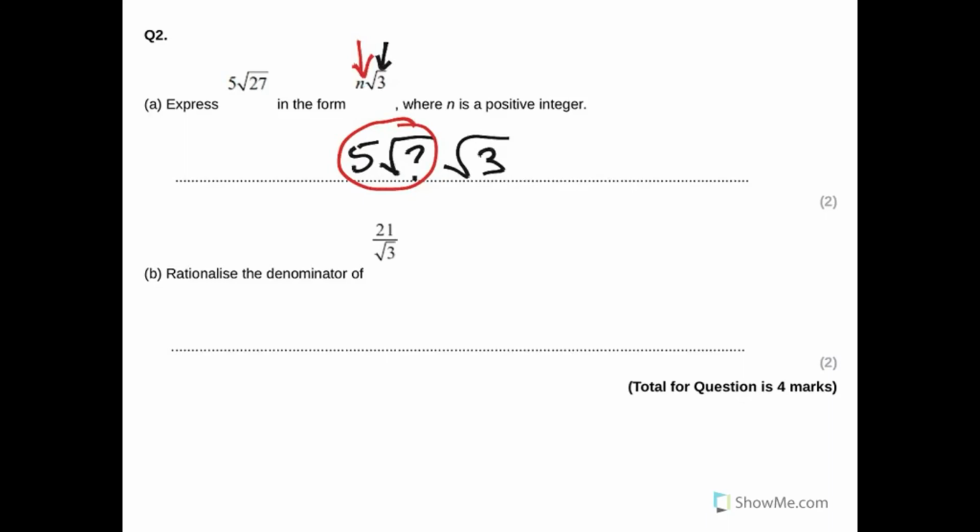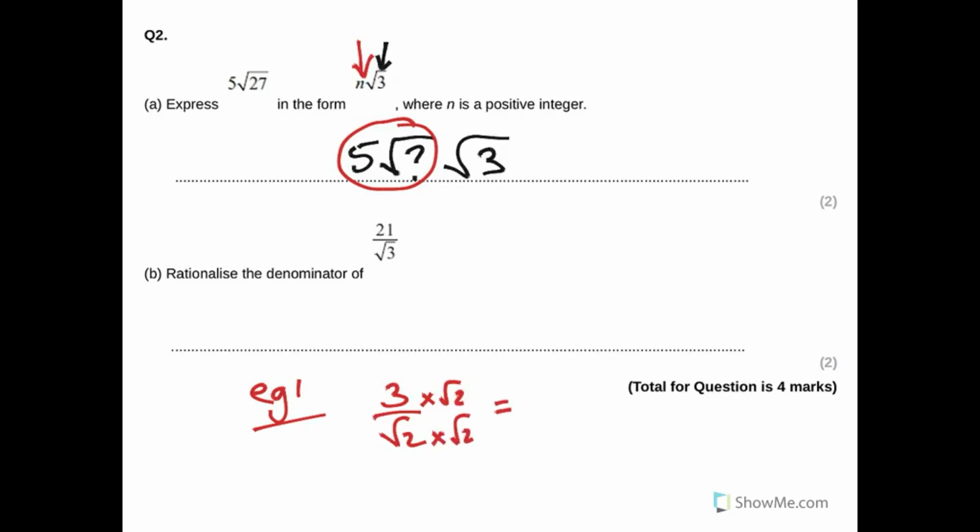I will do a separate example down at the bottom here. If I want to rationalise the denominator of, let's say, 3 over root 2, the way you do this is by multiplying the top and bottom of the fraction by the surd that is on the bottom of the fraction. So if I multiply the top by root 2, I must do the same underneath here.